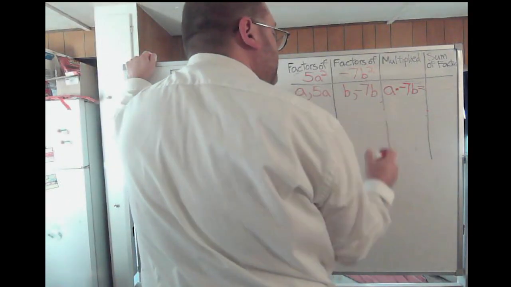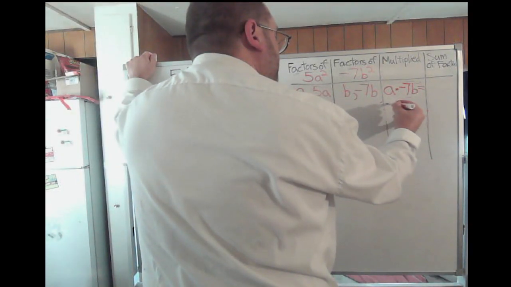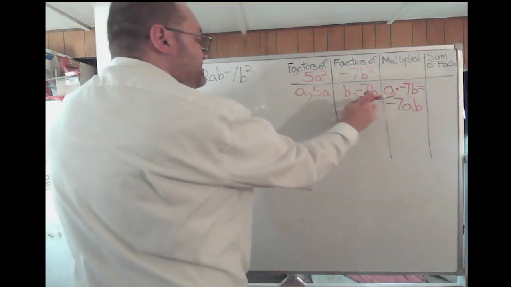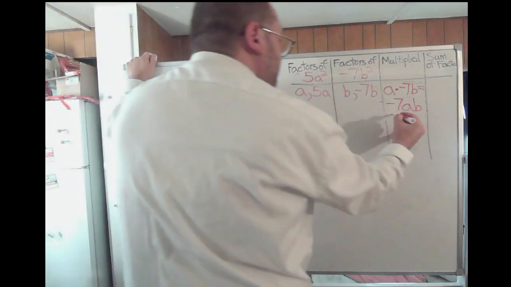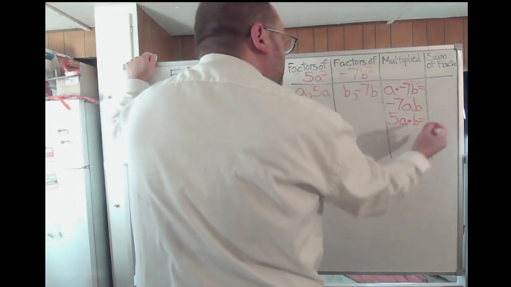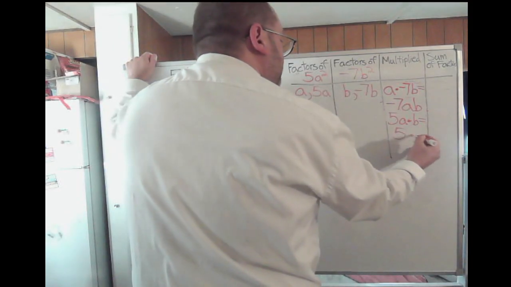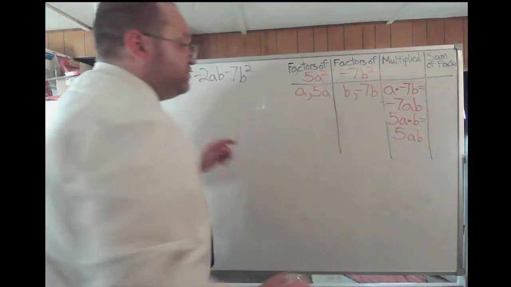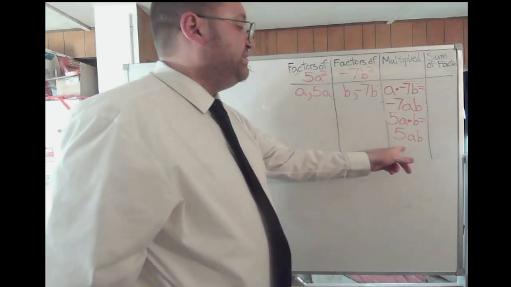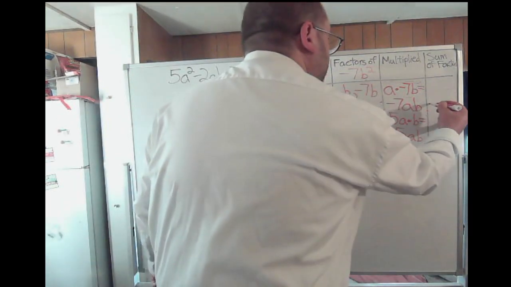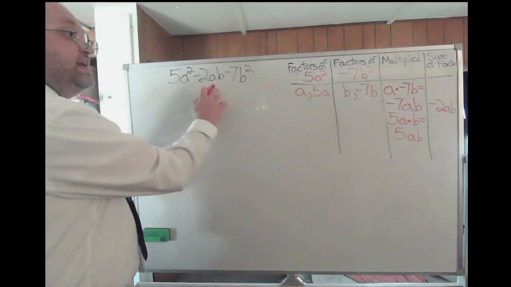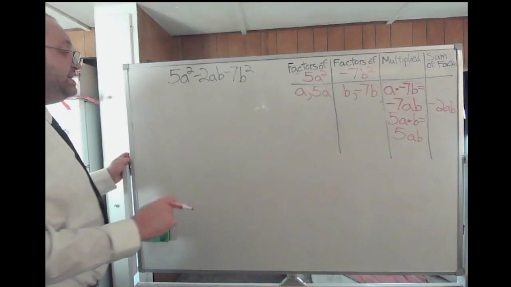You have a times negative 7b, which would give you negative 7ab. We did a times negative 7b, which leaves 5a times b. You've got to take 5a times b. That's going to give you 5ab. Now you take the results of each multiplication, add them together, take negative 7ab plus 5ab, you should get negative 2ab. And you get your middle term of negative 2ab. That's exactly what we were seeking.